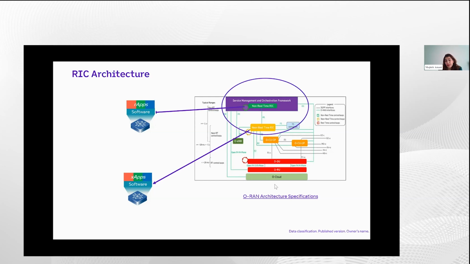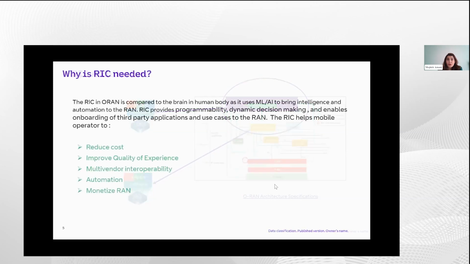As you see, we have a lot of interfaces compared to the old traditional system, so it is more complicated to develop all these interfaces based on the standards and provide compatibility. So why do we need this RIC? If we compare the RIC to our human body, the RIC is more like a brain, and it uses machine learning algorithms, AI, to bring intelligence and automation to the RAN.